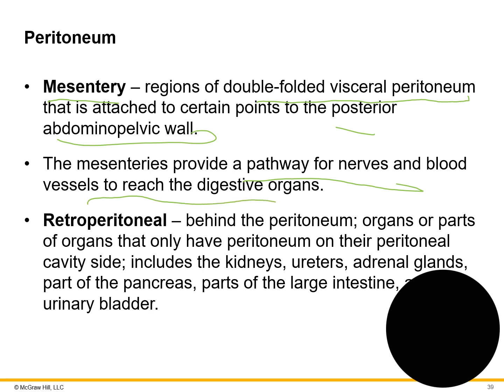So the retroperitoneal, which is behind the peritoneum, are organs or parts of organs that only have peritoneum on their peritoneal cavity side. It includes the kidneys. We talked about the kidneys being behind the stomach, and most of the organs we see in the large intestine and small intestine. So all these things are examples of retroperitoneal.